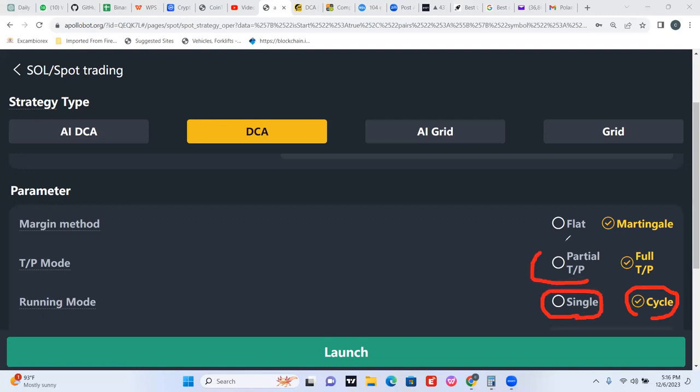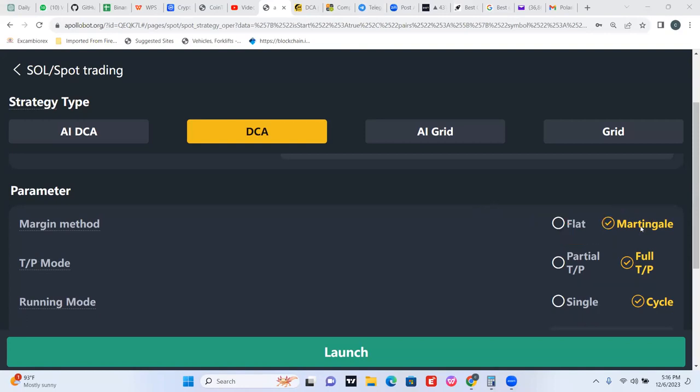You could choose partial take profits, or I could choose full take profits. I could also choose to leave it on martingale, or I could choose to take flat. So let me quickly run down the difference between these.